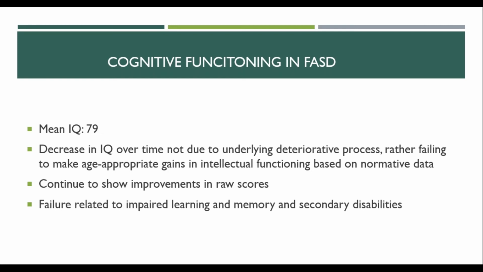Some will have IQs in the borderline range, such as anywhere from 75 to 90. And then some of them will be in the average range, 90 to 110. And then some individuals who have FASD will be in the gifted range. So what this means is that IQ, or cognitive functioning, is impacted variably.